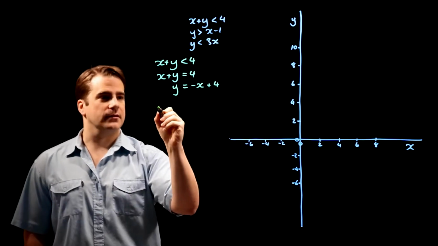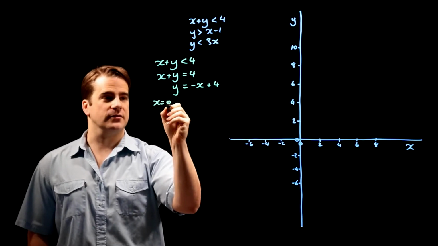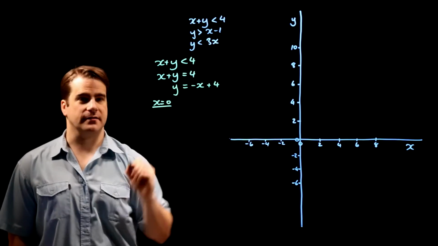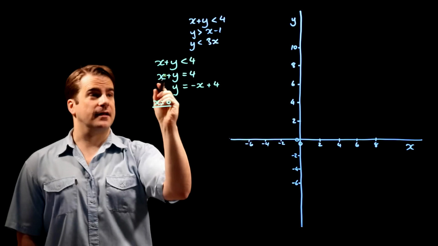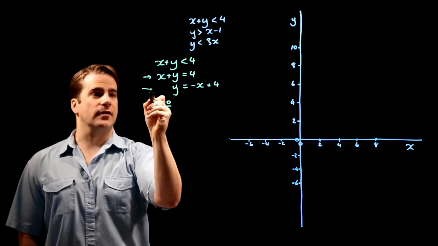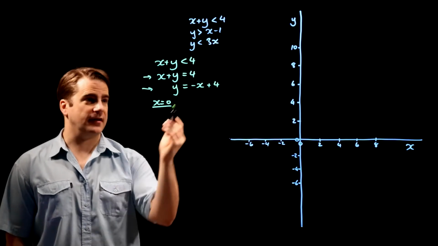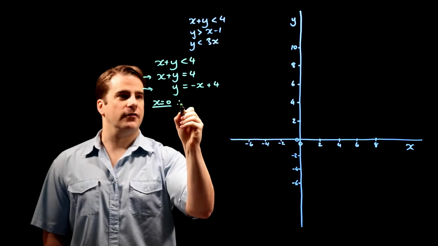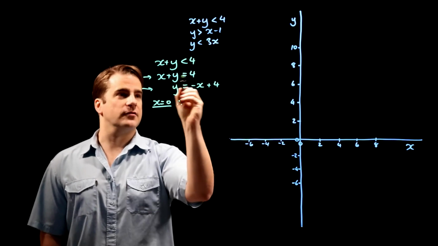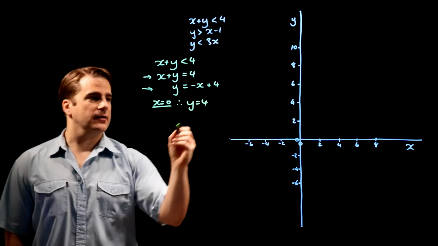So let's always start with x equals 0. Let's put x equals 0 into this, okay? Or we can put it into this one or that one, it doesn't matter. Let's put it into the original one. They're the same equation after all. So if x is 0, therefore 0 plus y is 4, therefore y equals 4, okay?